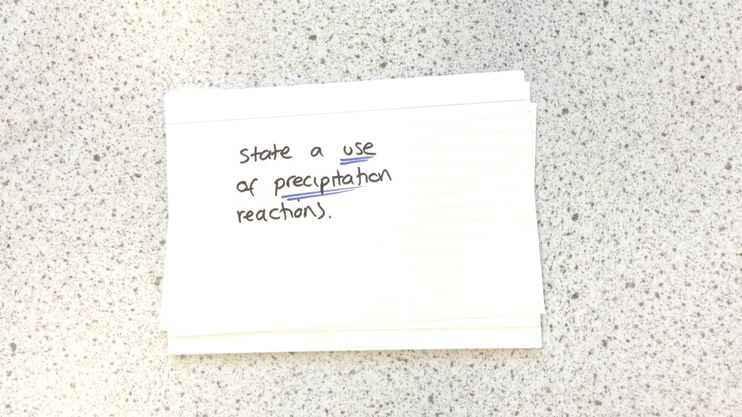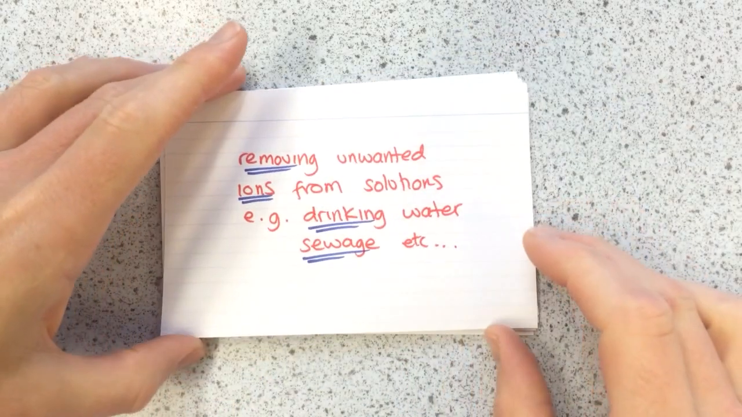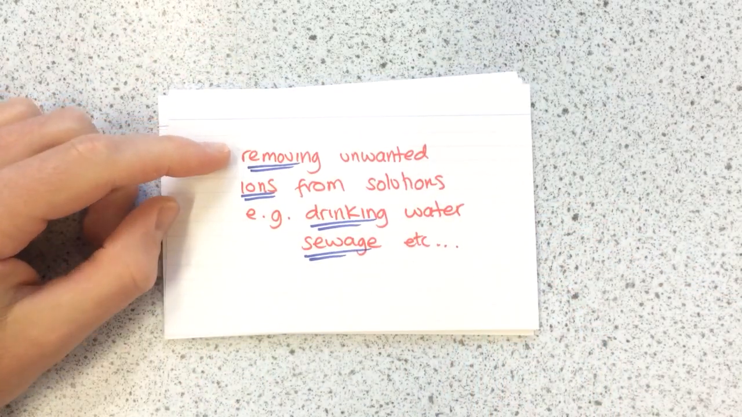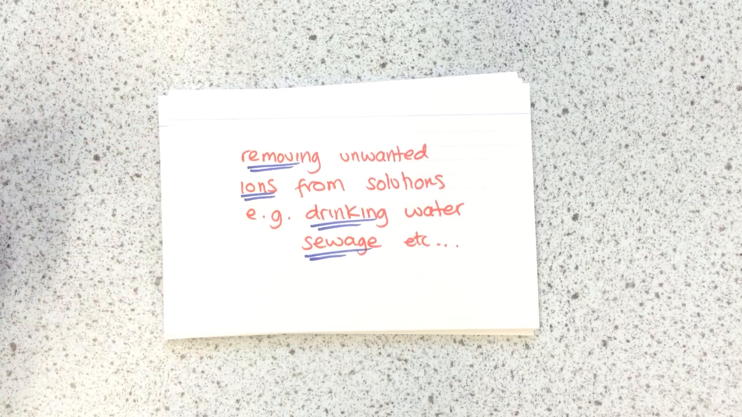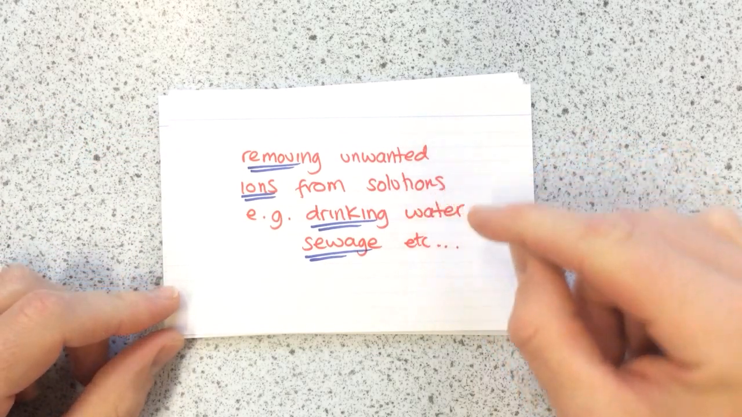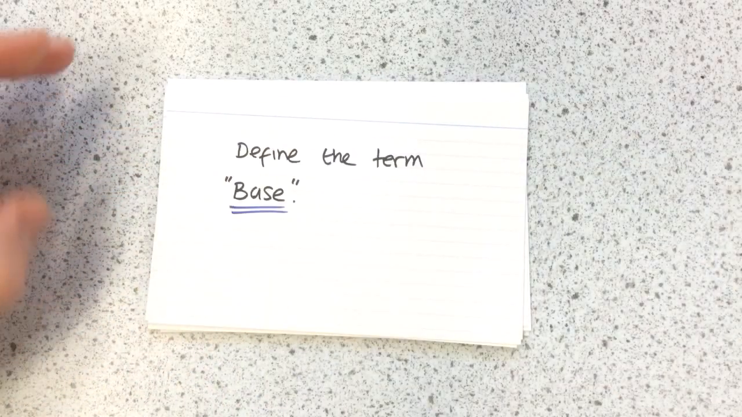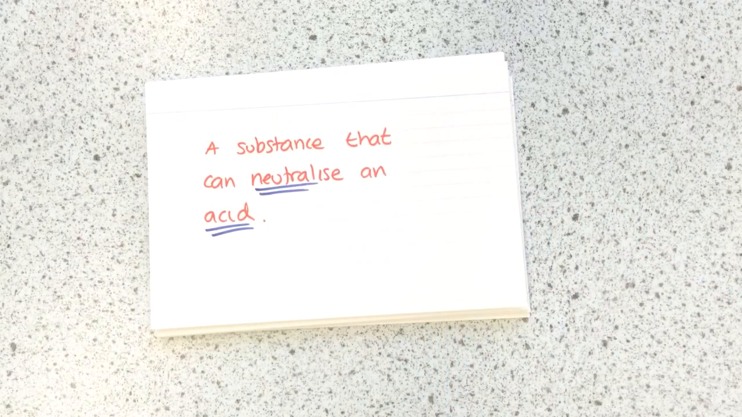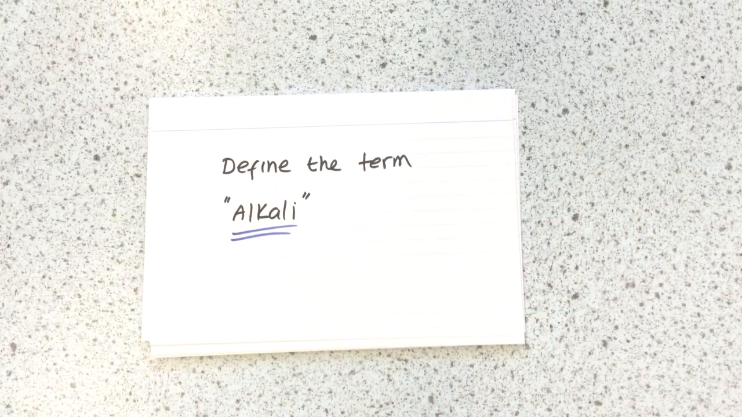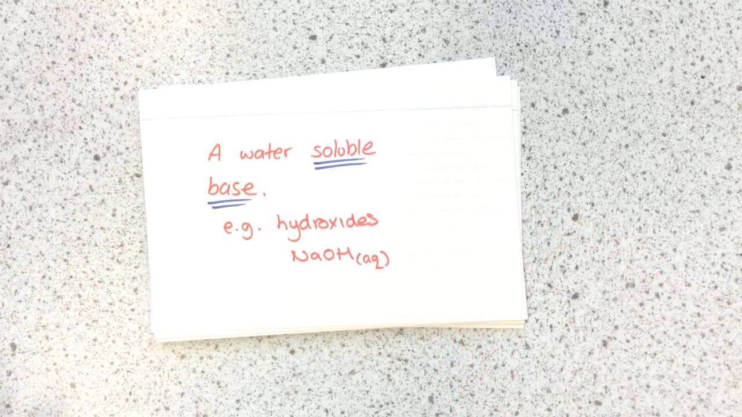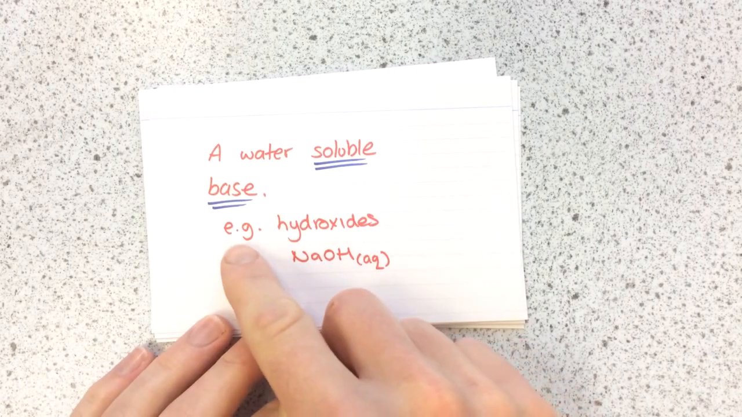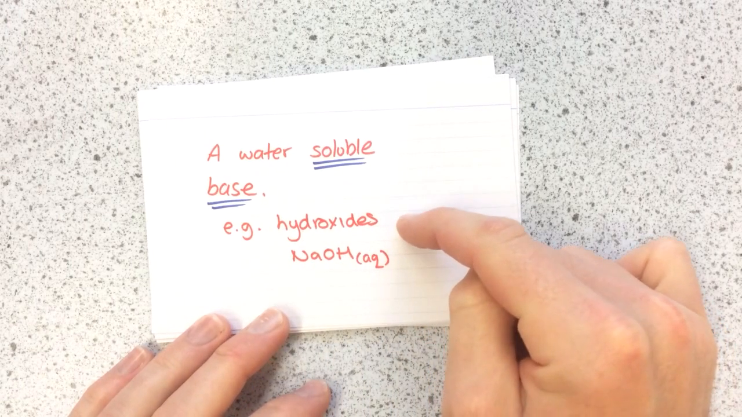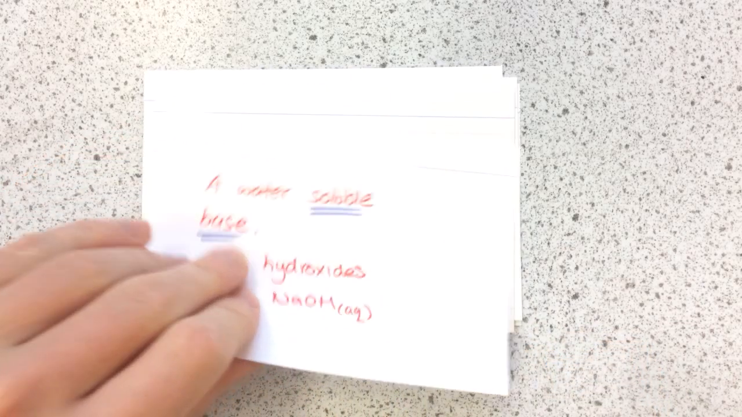What are some of the uses of precipitation reactions? They can be used for removing unwanted ions from solutions. Some common examples of that are for drinking water or for treating sewage. Next one, define the term base. A base is a substance that can neutralize an acid. Next one, define the term alkali. An alkali is a water-soluble base, so it's a subsection of the bases. For GCSE, most of the time this will be a hydroxide, something like sodium hydroxide.